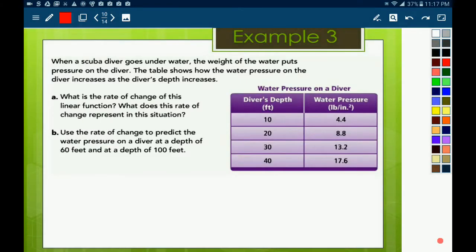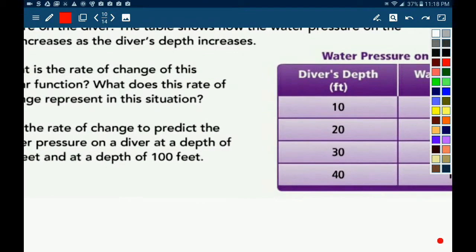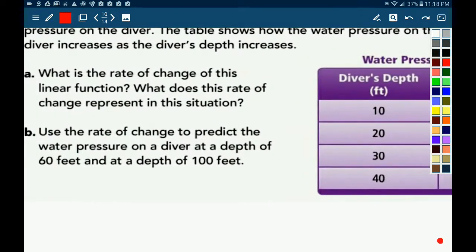All right, so let's take a look at a third example, which is more like a real life situation. It says when a scuba diver goes underwater, the weight of the water puts pressure on the diver. The table shows how the water pressure on the diver increases as the diver's depth increases. So the first part here, it says, what is the rate of change of the linear function?